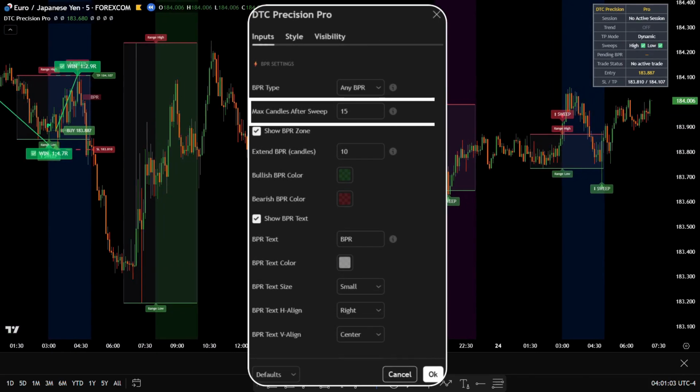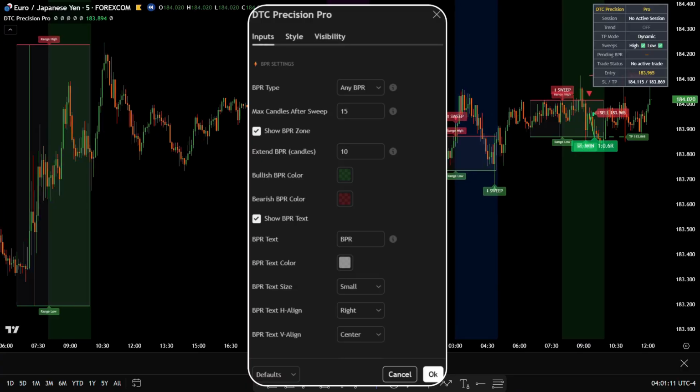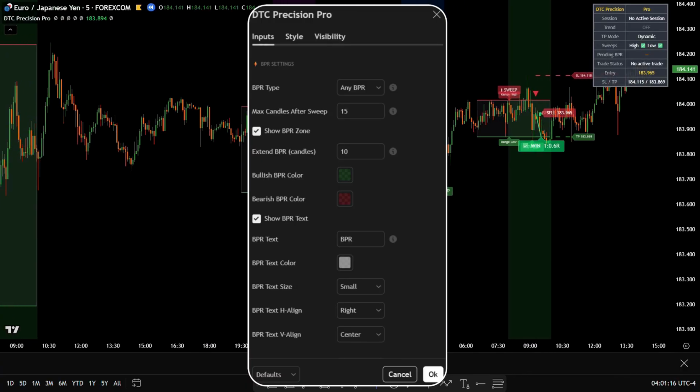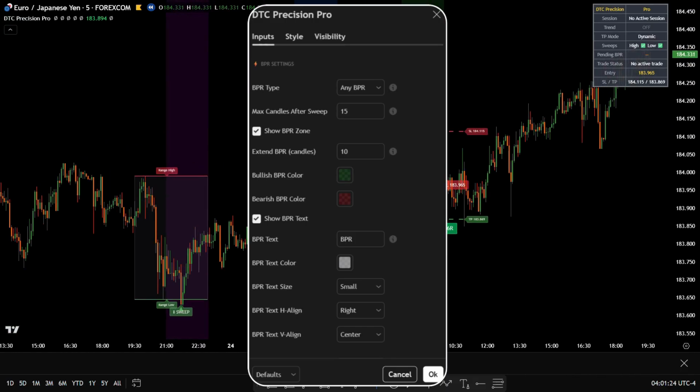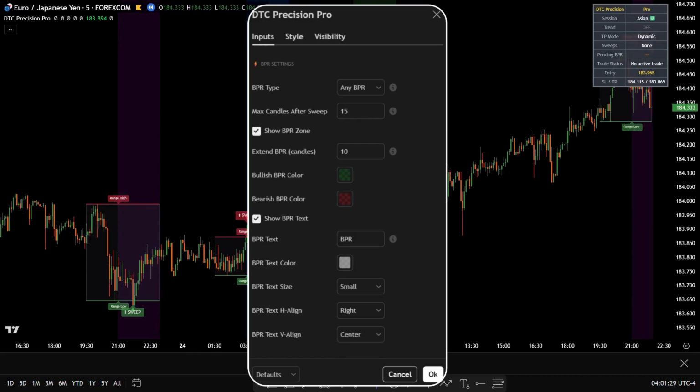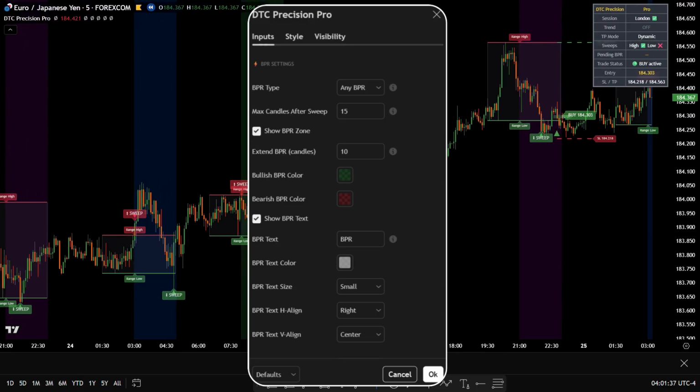Max candles after sweep controls the detection window. Default is 15. This means the BPR has to form within 15 candles of the sweep. Lower this and you'll only catch fast, sharp reversals. Raise it and you'll catch slower BPR formations too. But you might get some lower quality setups where the momentum has already faded.